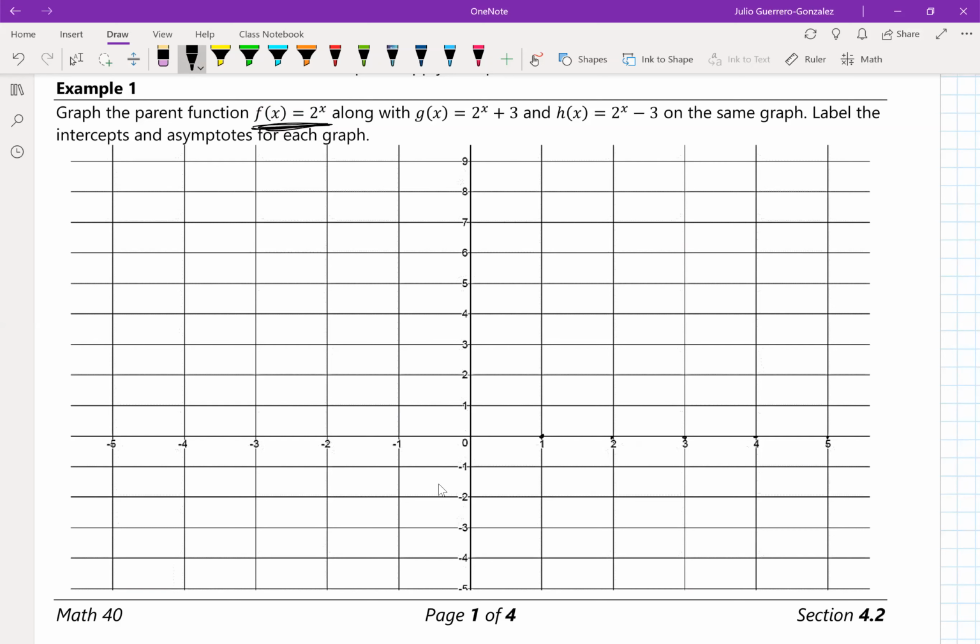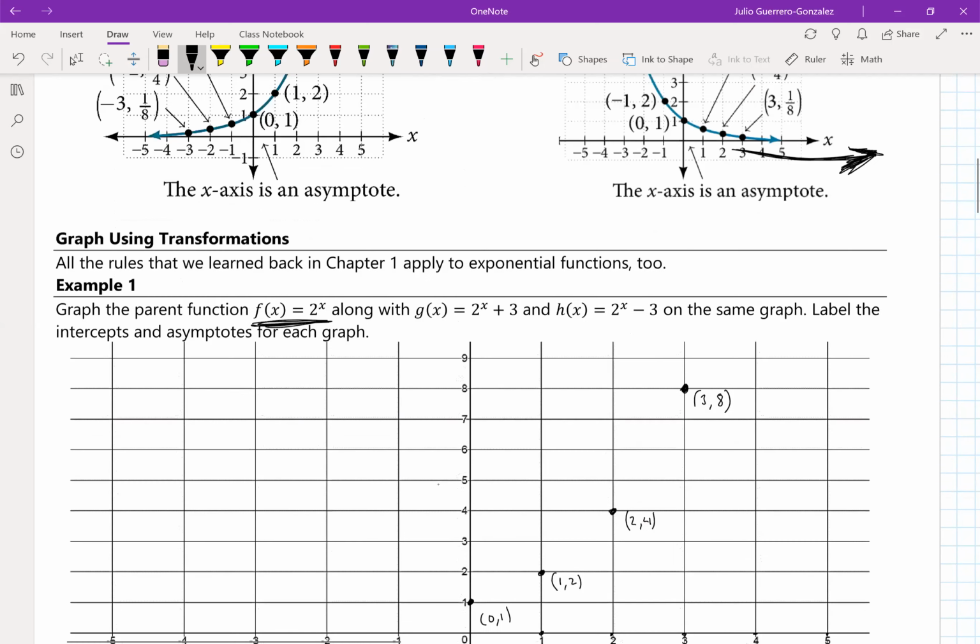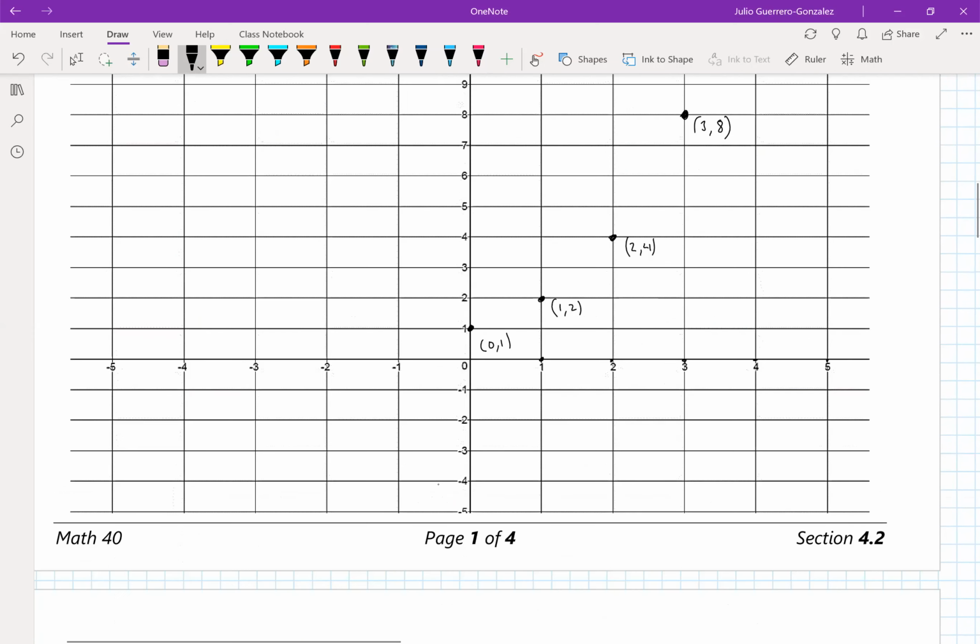So 2 to the 0, anything to the 0 is 1. 2 to the 1 is 2. 2 to the 2 is 4. 2 to the 3 is 8. So let me put those coordinates down: (0, 1), (1, 2), (2, 4), (3, 8). Cool? Those are the same points that we have up here, so I'm just basically copying what's there.